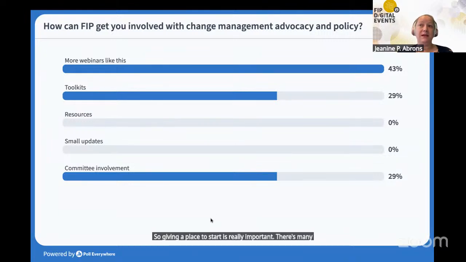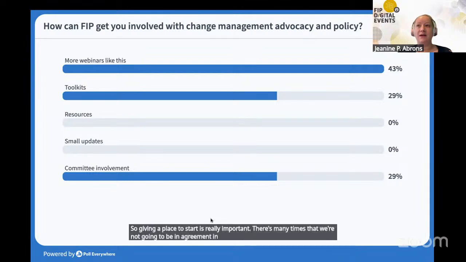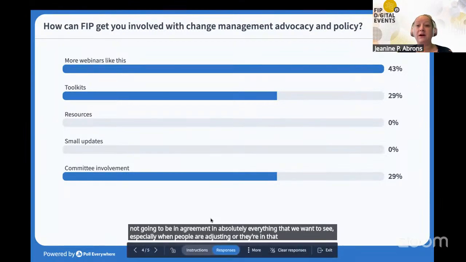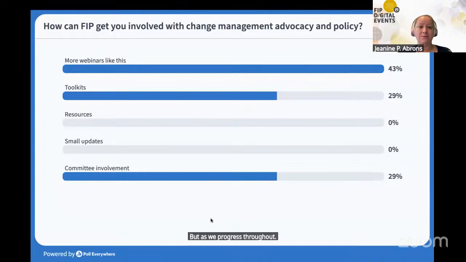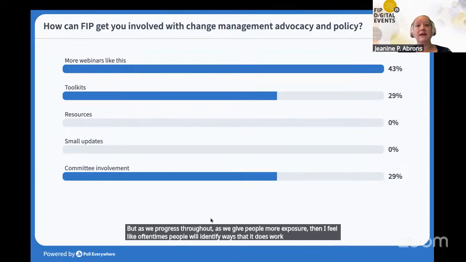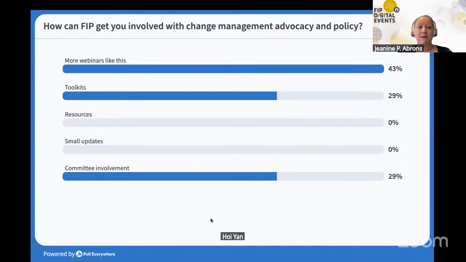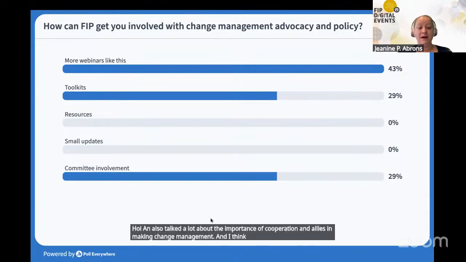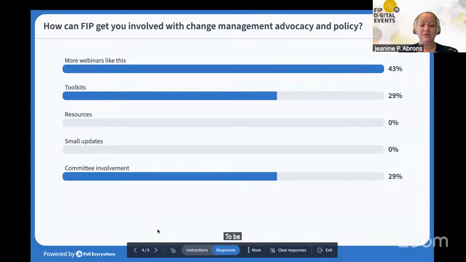There are many times that we're not going to be in agreement on absolutely everything that we want to see, especially when people are adjusting or they're at that level of pre-contemplation, as Barry said. But as we progress, as we give people more exposure, then oftentimes people will identify ways that it does work for them or it doesn't. Hoyan also talked a lot about the importance of cooperation and allies in change management. I think that's a great example of recognizing your limitations in different spaces and looking to have somebody who can be an advocate with you to impact that change. Great point, Hoyan.